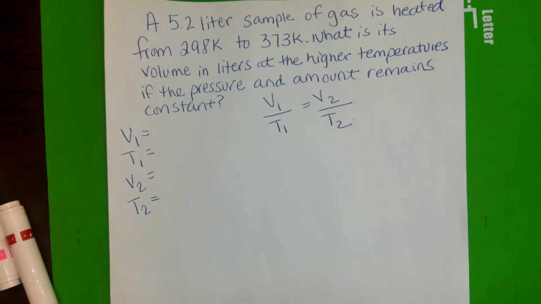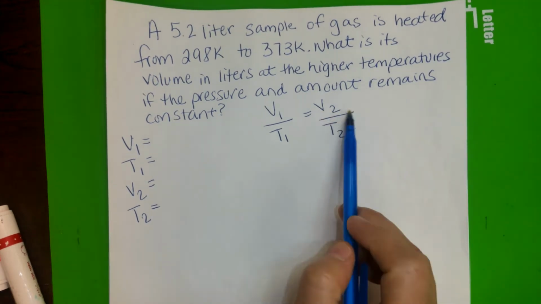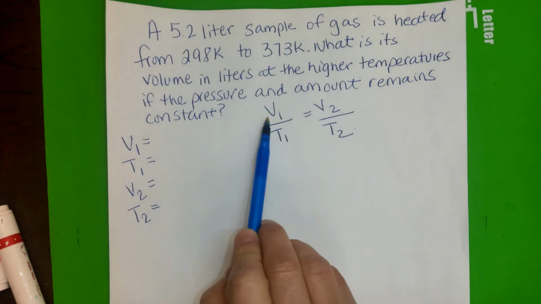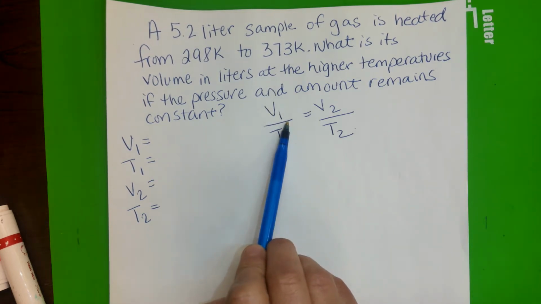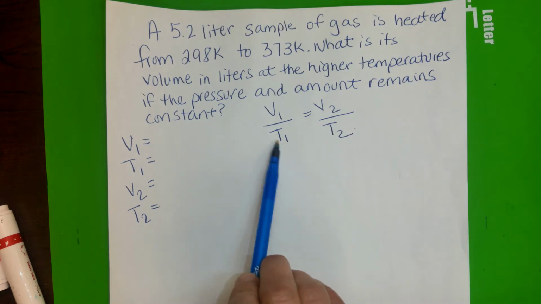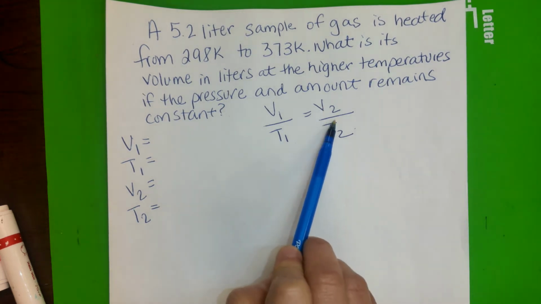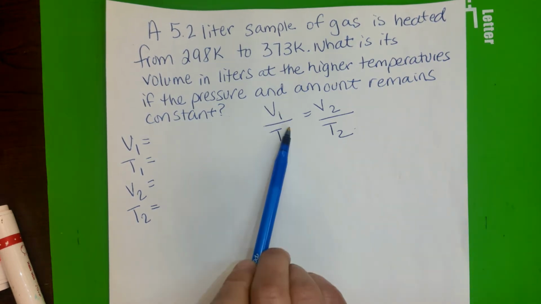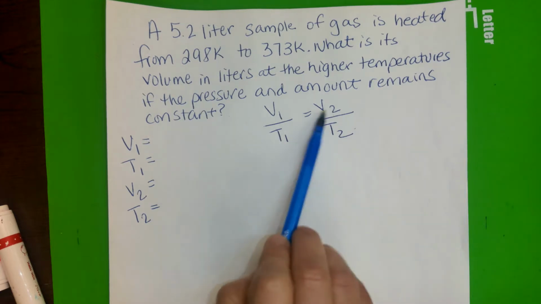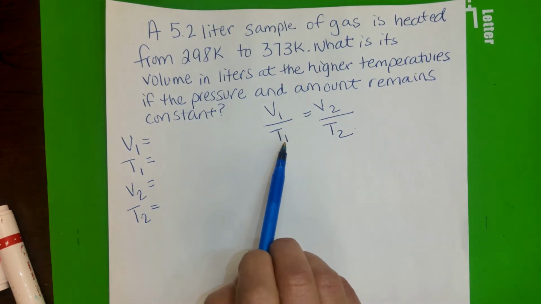Okay, so according to Charles' law, this is the equation for Charles' law. V1, that's the initial volume, divided by the initial temperature, is equal to the final volume divided by the final temperature. Initial, like the starting, is with a 1, and the 2 is final. Basically you're just looking at the behavior.